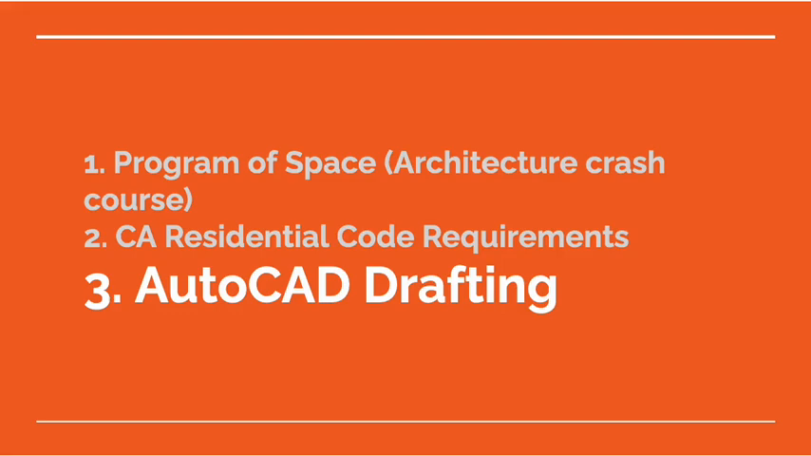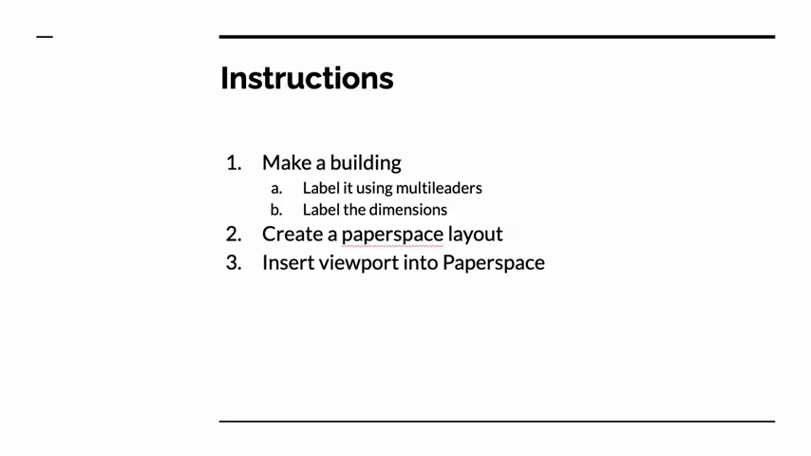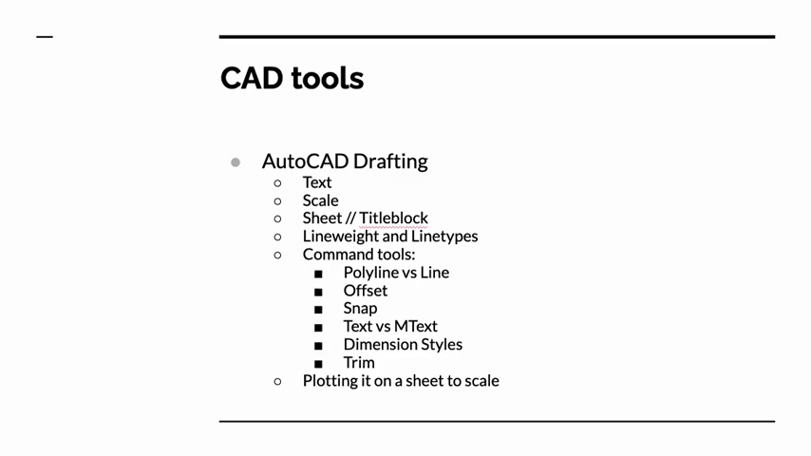AutoCAD drafting tips. Now let's dive into drafting your design in AutoCAD. 1. Model space. Begin drafting the building to scale. 2. Add annotations like multileaders and dimensions. These notes indicate measurements like wall lengths and heights. 3. Paper space. Insert viewports to create your final PDF output. Some basic AutoCAD drafting tools include text, scale, line weight and line types, polylines, offsets, snaps, and eventually plotting it.